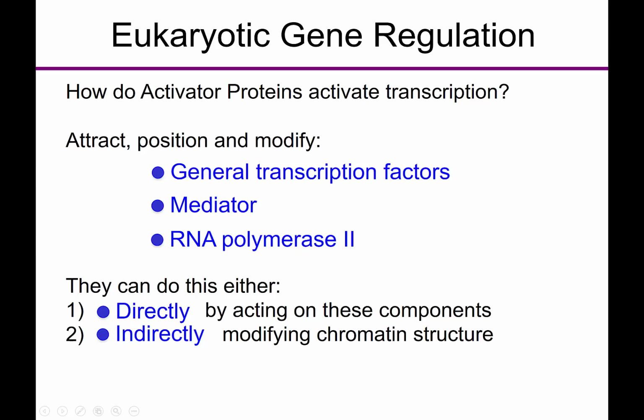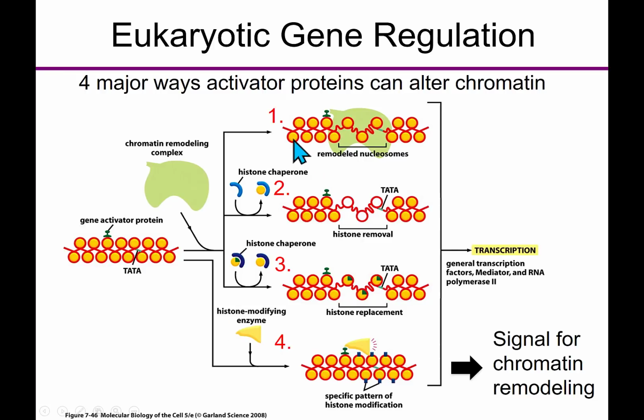Let's do a quick review of what we talked about so far in this little mini section where we talk about activator proteins in some detail. We're talking about how activator proteins activate transcription. Remember, they're going to attract, position, and modify your general transcription factors, the mediator, and RNA polymerase II. We talked about how they can do this directly by acting on these components, and more recently we started talking about how they indirectly modify chromatin structure. And for this indirect method, remember there are 4 major ways.